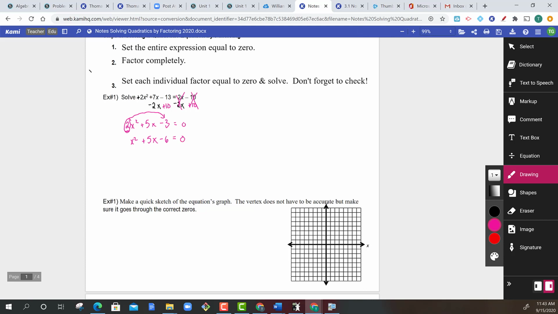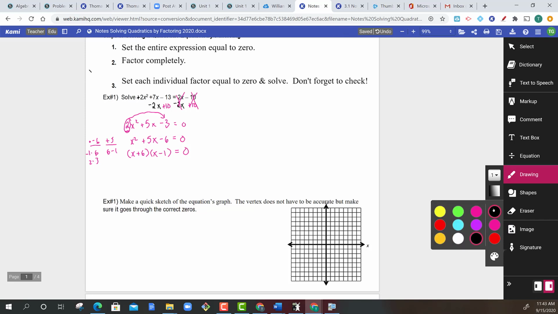I need 2 numbers that multiply together to give me -6, that add together to give us 5. So in this problem, it's going to be 6 and -1. 6 minus 1 is 5. 6 times -1 is -6. I don't expect you to come up with them that quick, but just make sure you understand the process on how to do that. All right, so now we factored it.